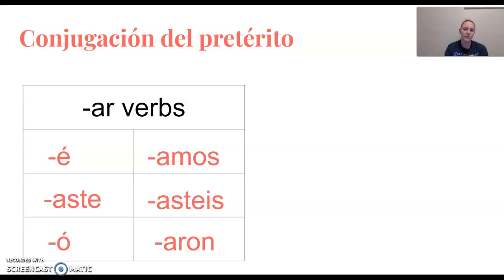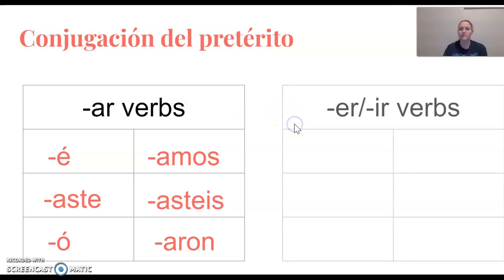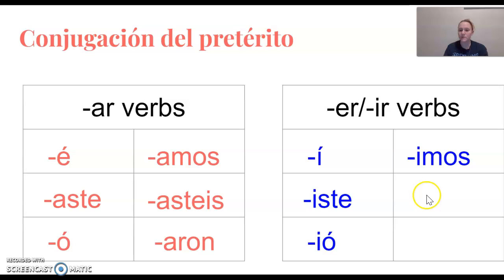So you're looking for your indicator words: anoche, ayer, anteayer, el año pasado, hace tiempo que, or hace with your time expression. For ER and IR verbs, they have the same set of endings, so that's nice. You don't have to worry about it. So it's í with an accent, iste, ió with the accent on the O, imos, isteis, and ieron. Again, with IR verbs, it's the same in the nosotros form in the preterite and in the present. So again, you're just relying on the context for which tense or when it happened.